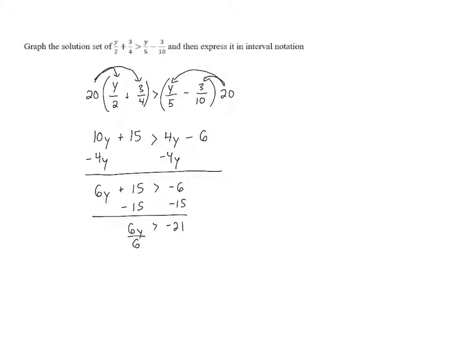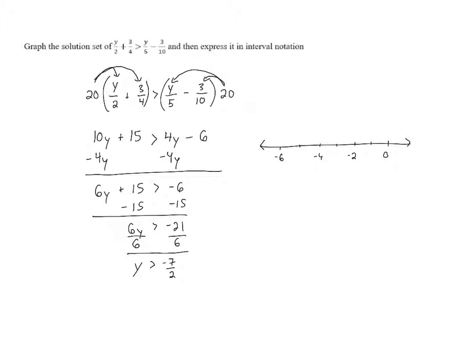To get y alone, we divide by 6. Now 21 is not evenly divisible by 6, but we can reduce this fraction by a factor of 3. So that ends up giving us negative 7/2 when we reduce. So we have y is greater than negative 7/2 as our answer. We need to graph that. So we need to figure out where negative 7/2 goes on the number line.